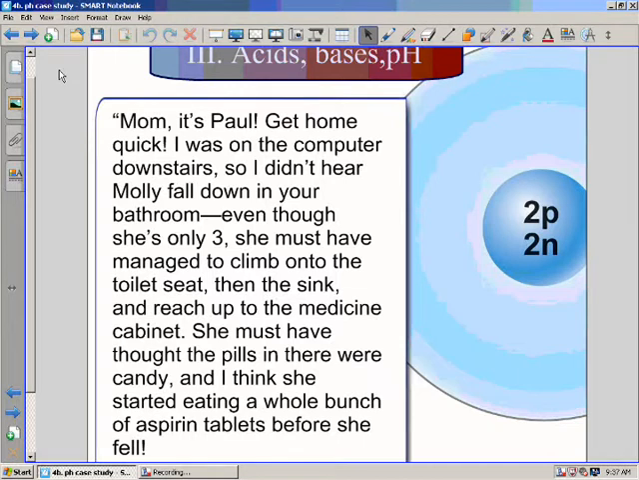Mom, it's Paul. Get home quick. I was on the computer downstairs, so I didn't hear Molly fall down in your bathroom. Even though she's only 3, she must have managed to climb up onto the toilet seat and then the sink, and then reach up to the medicine cabinet. She may have thought the pills were candy, and I think she started eating a whole bunch of aspirin tablets before she fell. Anyway, I heard her crying and went upstairs where I found her curled up and whimpering on the bathroom floor with colored pills and cracked bottles scattered all around her. I don't think she broke anything, but it does look like she threw up. Oh, she just threw up again, and this time on me. Hurry home, Mom. Sarah immediately called 911 for an ambulance, then shifted her running into high gear.